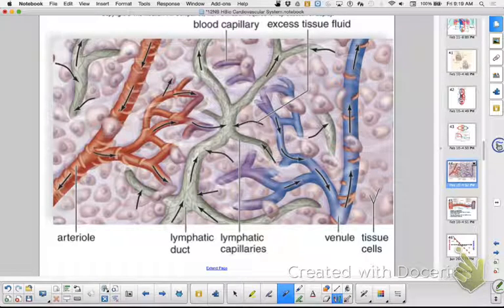So that is the job of your lymphatic system, and we'll be talking about that when we get to the immune system. So now we're ready to go back.